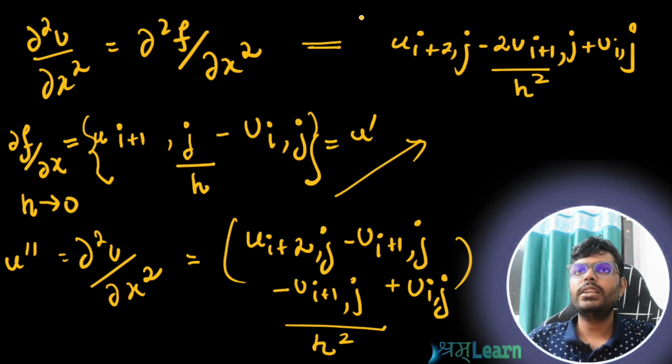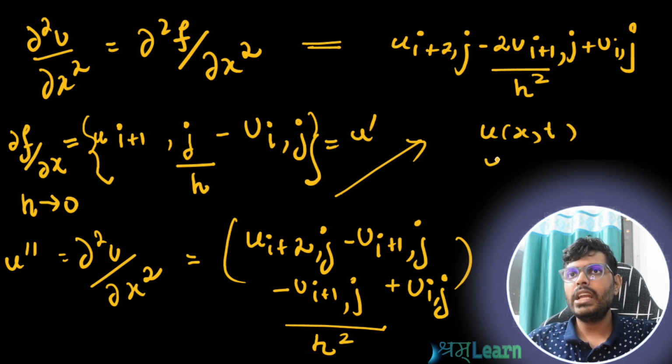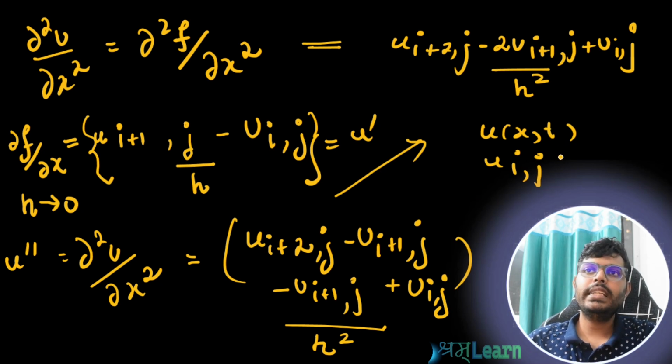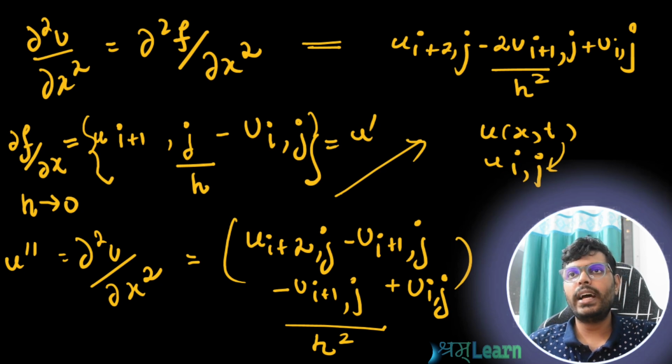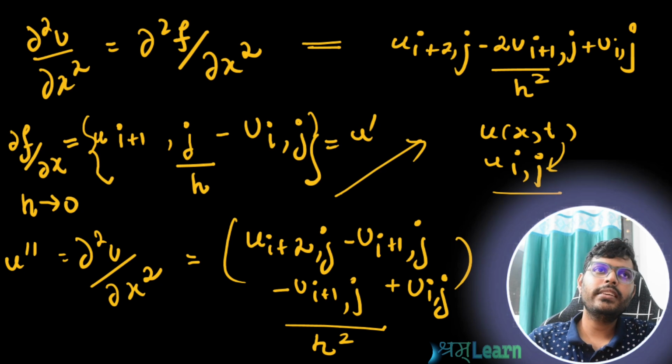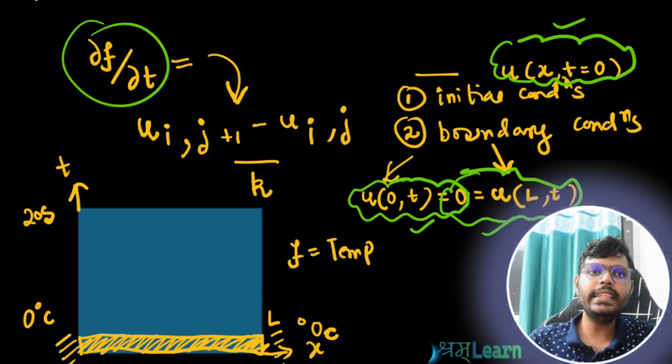so this is nothing but this in the discrete form. So I don't write u of x comma t, I write u of i comma j, where i and j change, and j is analogous to t and x is analogous to i. So can I visualize this discrete space?